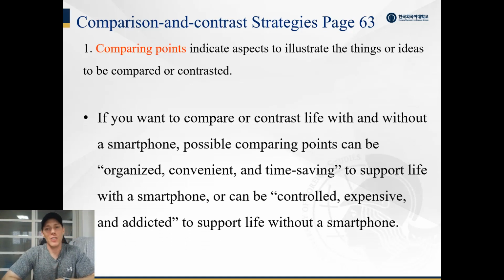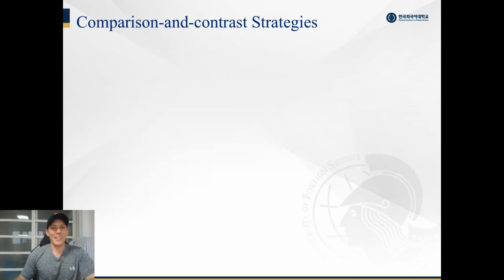If you want to compare or contrast life with and without a smartphone, like we did earlier, possible comparing points can be: with a smartphone, it's organized, convenient, time-saving. Life without a smartphone, maybe you said it's controlling your life, it's expensive, an addiction. These kinds of things can show the good points of not having a smartphone. So we want to compare points, show, and illustrate what we're talking about. Number 2 point. Ding.